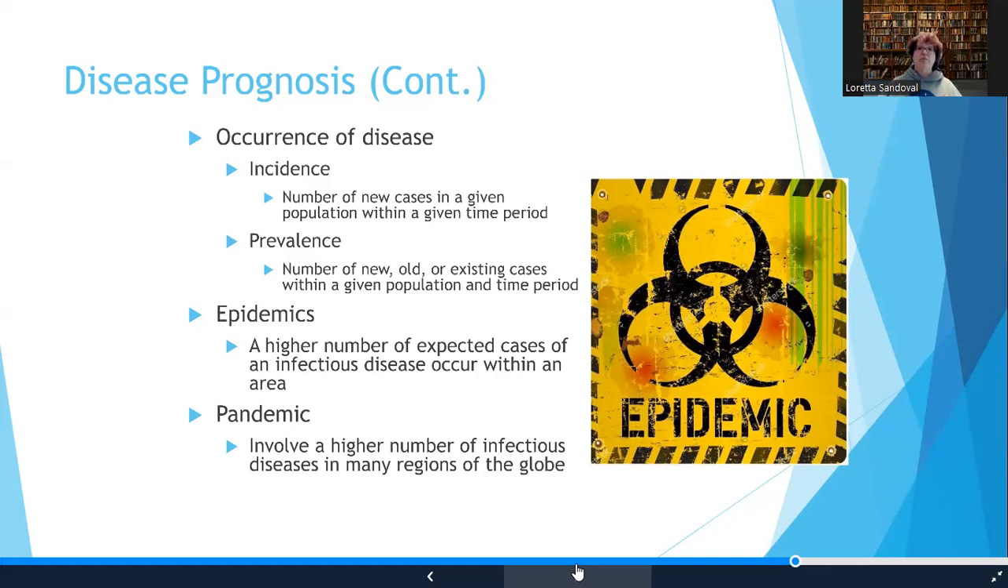Epidemics are where a higher number of expected cases of an infectious disease occur within an area. So if you have a very high rate of a new disease, that's considered an epidemic. A pandemic involves a higher number of infectious diseases in many regions across the globe. Of course, we're all sick of that word, right? But epidemics are usually where we have a number of expected cases. Say during the flu season, the number goes up.